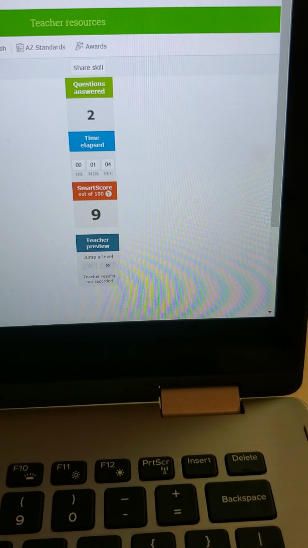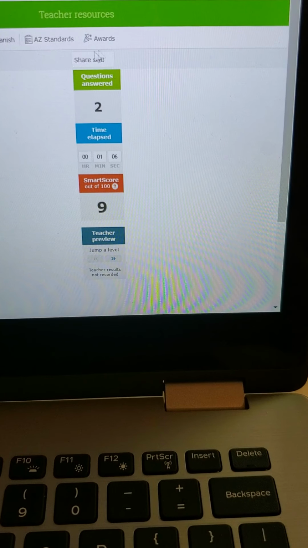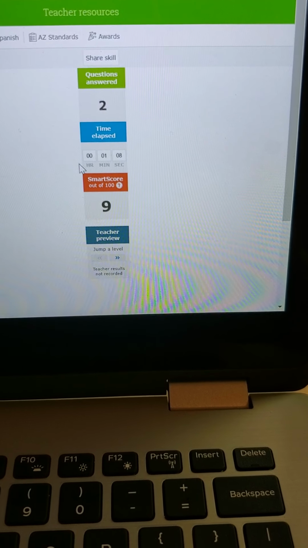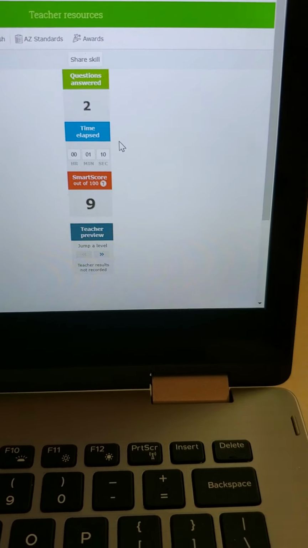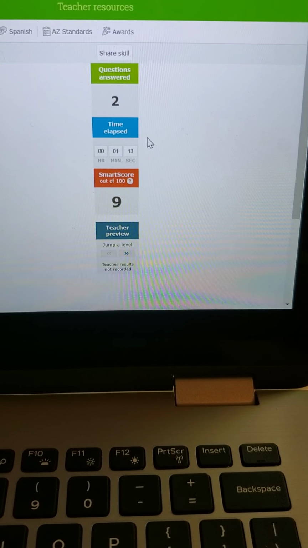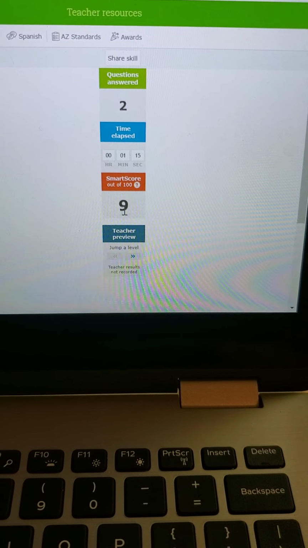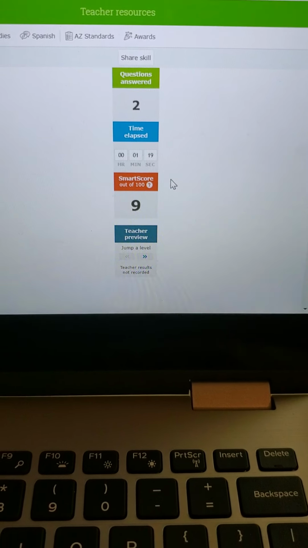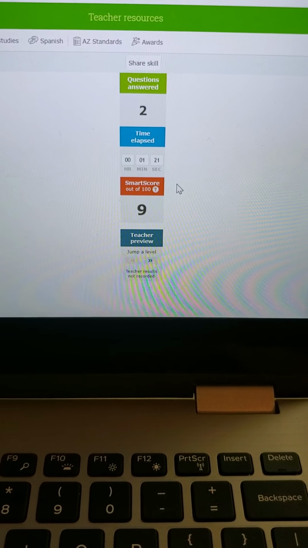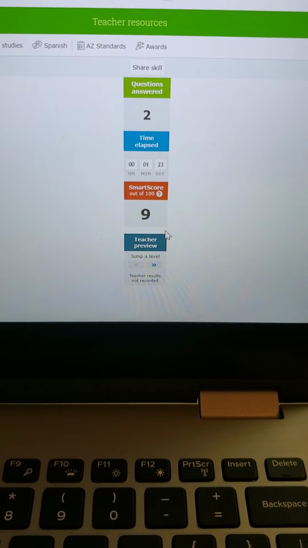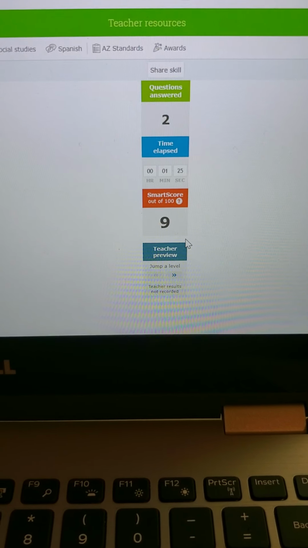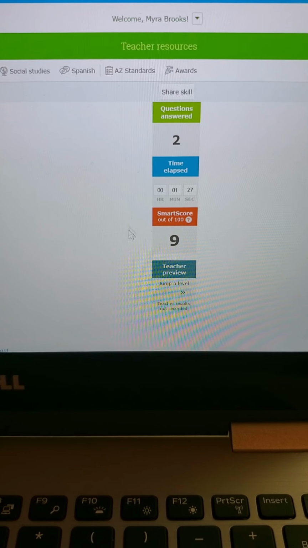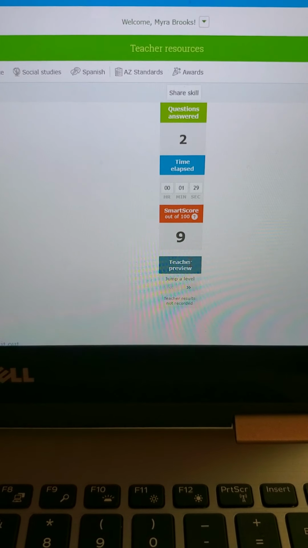If you take a look over here to the right, you'll see how many questions you've answered. And this is the time on how long it's taken you to answer these questions. You also see your SMART score here. You want to make your SMART score 100. You have 30 minutes to do that. You should be able to do that. If for some reason after 30 minutes you can't get your SMART score to 100, please give me a call and I will help you figure out what is going on.